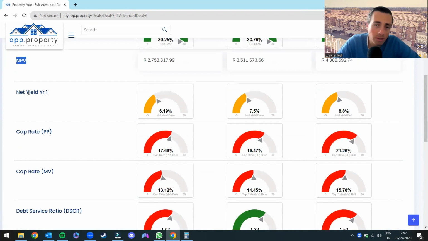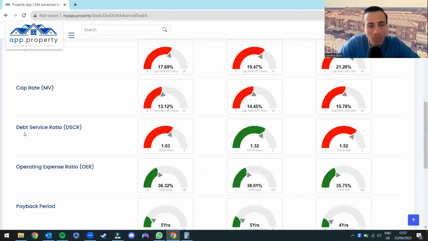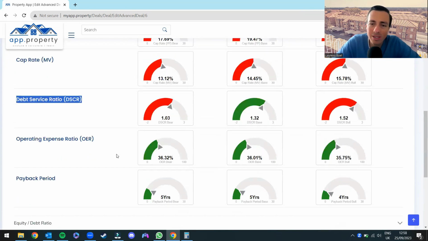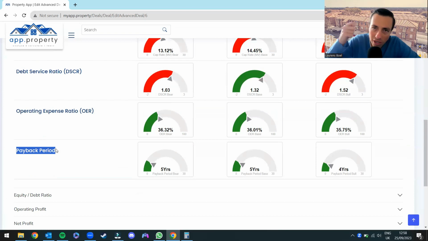Then we have net yield. This is kind of like your cash on cash returns day one. Your cap rate, which is used more when comparing different deals in the same area and specifically in your commercial space. Your debt service coverage ratio, which basically says how much of your rental income is servicing your debt. And you want to try and keep this number under 1.5. Then your operating expense ratio, what's the percentage of your income that goes towards your operating expense, and how long will it take to pay back your initial capital invested, in this case, 5 years. And again, lots of dials, and you've got your bear, your base, and your bull case, so you can see how far you can push your deal.